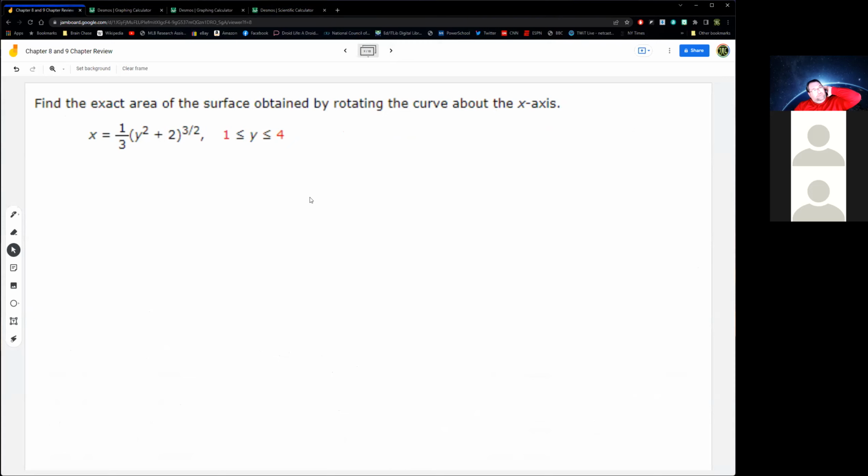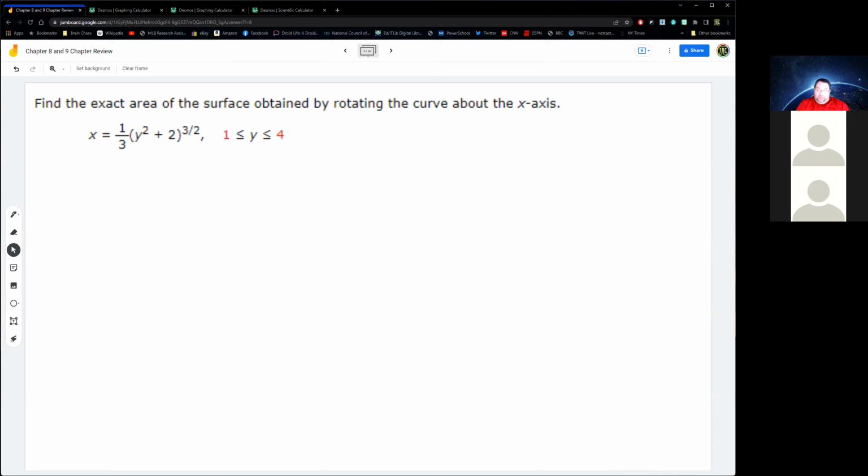Two more surface area problems. So this one, same process. This one is also rotating around the x-axis. So since we're rotating around the x-axis, my y is going to be my radius. But since we're solved for x, I'm still going to use y as my radius. I don't have to use the equation for it.